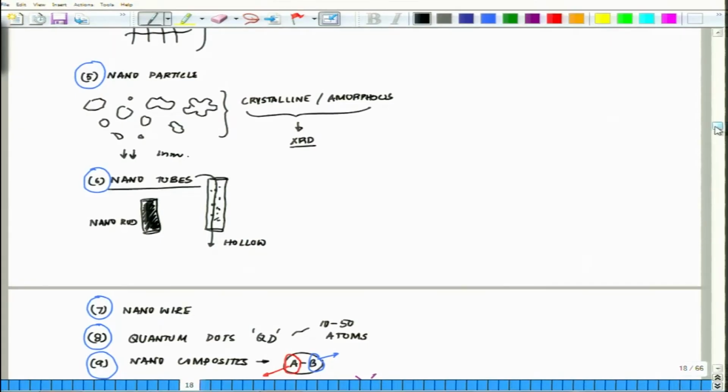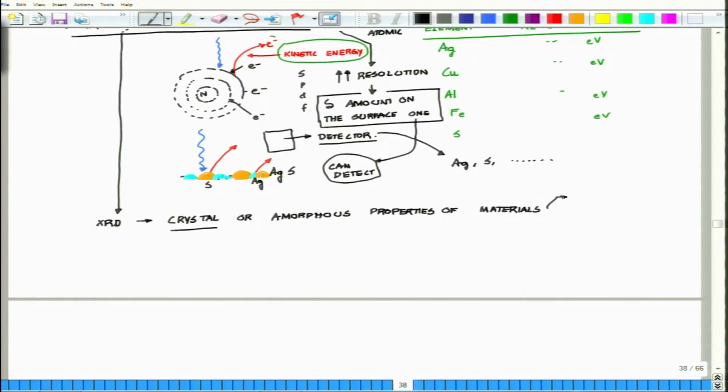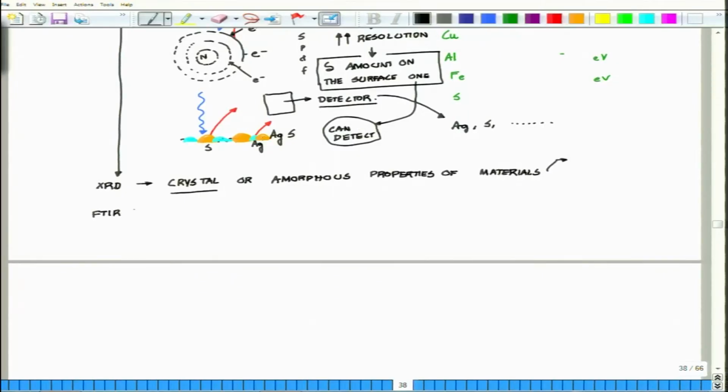D stands for diffraction. This is where you are using X-rays for determining, I would say, the stereochemical properties, or how these atoms are arranged in space. This is the technique you are using. Okay, the next in line will be FTIR, Fourier transform infrared spectroscopy.